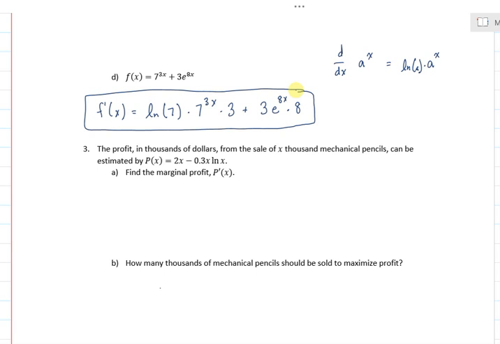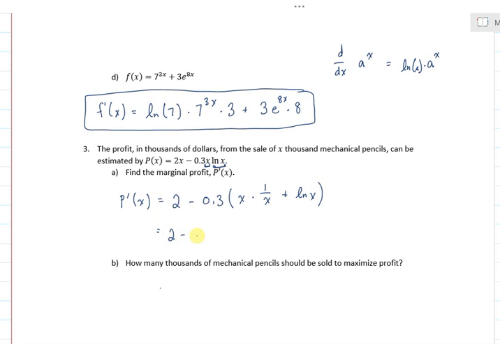Okay, number 3, we have this profit function. That's going to be a total profit. We want marginal profit, which is the derivative, p prime, so we're taking a derivative. So p prime of x, the derivative of 2x is just 2, minus 0.3, and then for this part I'm going to need a product rule. The x is my first guy, the natural log of x is my second guy. So I've got the first guy times the derivative of the second guy, plus the second guy, natural log of x, times the derivative of the first guy, which is just 1. The derivative of x is 1.